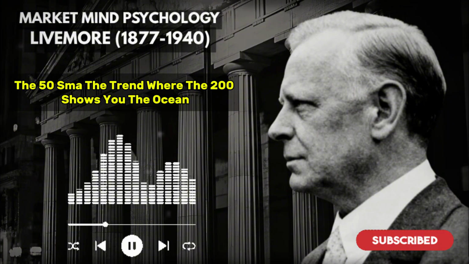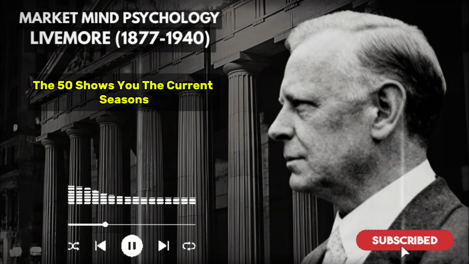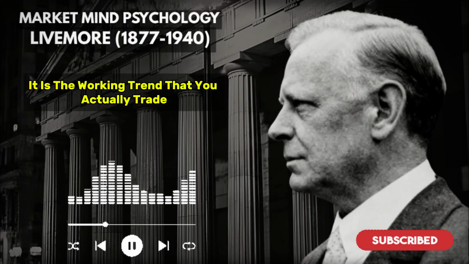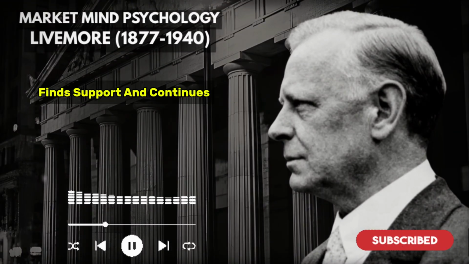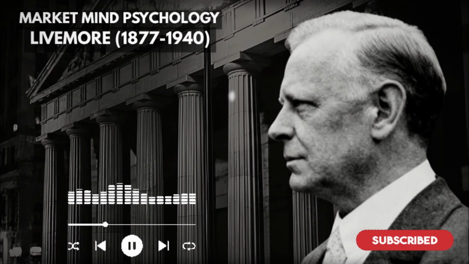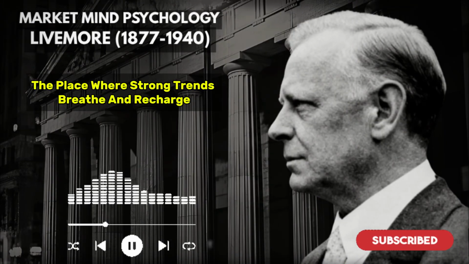Second, the 50 SMA, the trend. Where the 200 shows you the ocean, the 50 shows you the current seasons. It is the working trend that you actually trade. In a healthy daily uptrend, price pulls back toward the 50, finds support, and continues. The 50 is your dynamic line, the place where strong trends breathe and recharge.